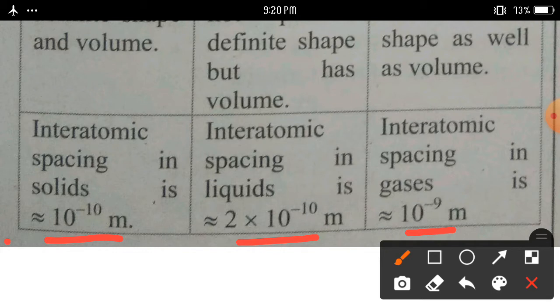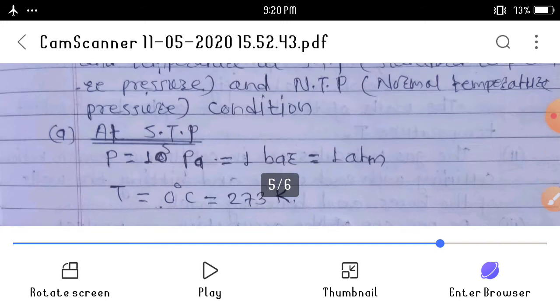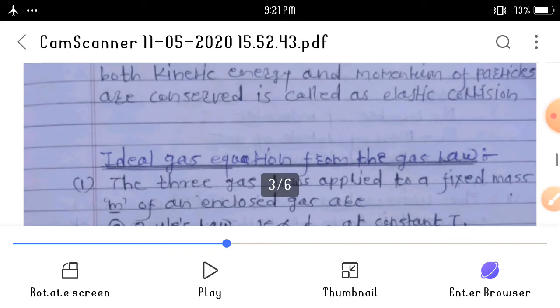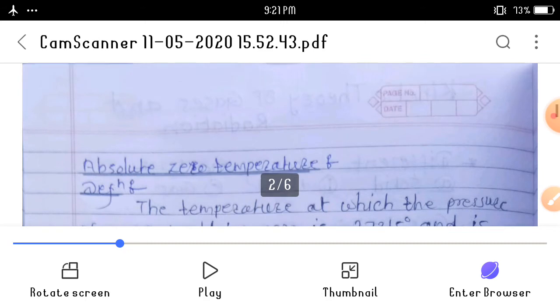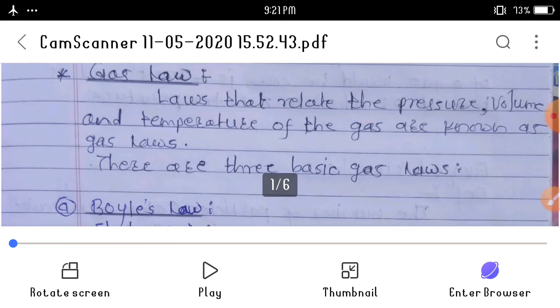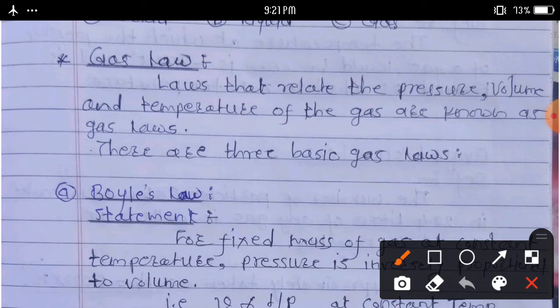Question asked on this topic: how do you distinguish between solid, liquid, and gaseous states? Next point: gas laws. What is meant by gas law? There are three laws. Prepare a simple definition of a gas law.